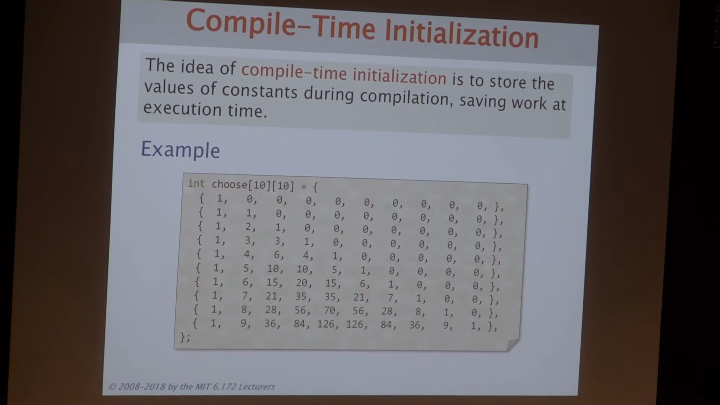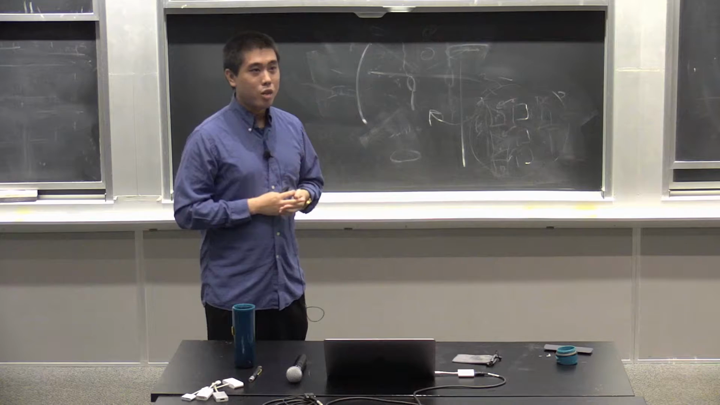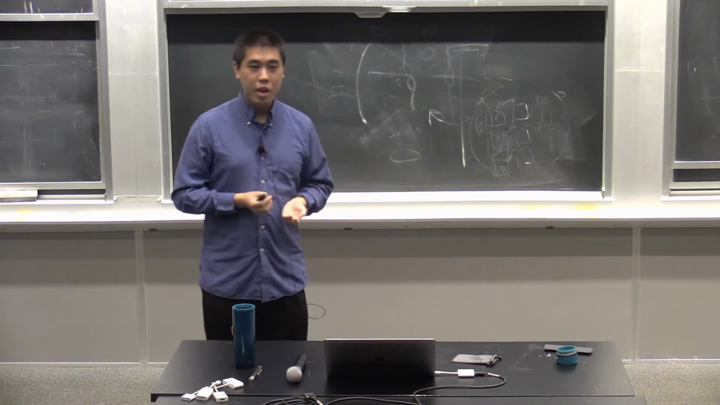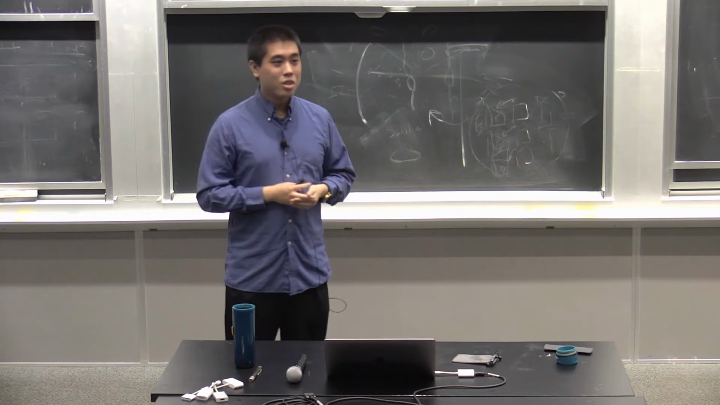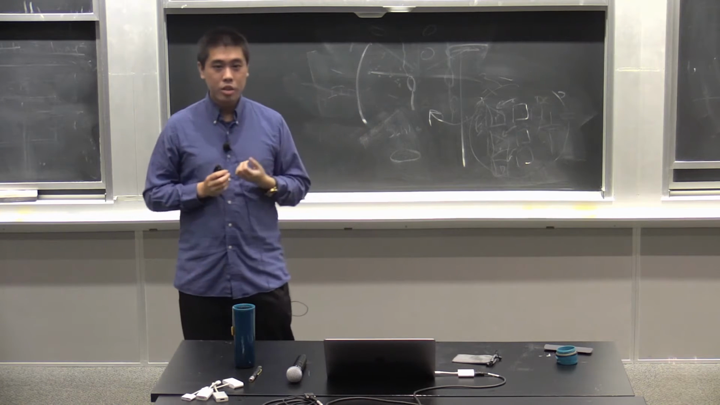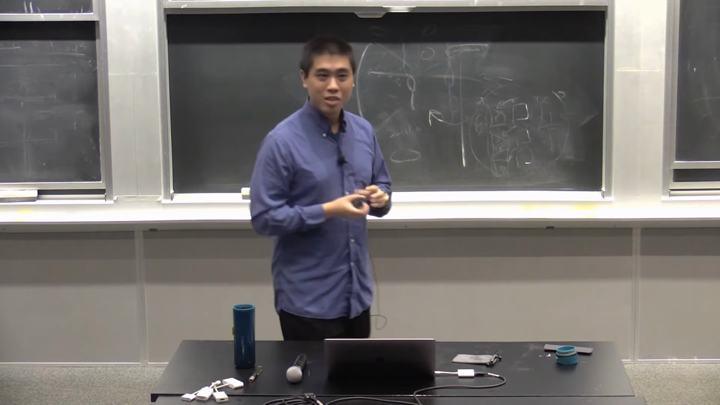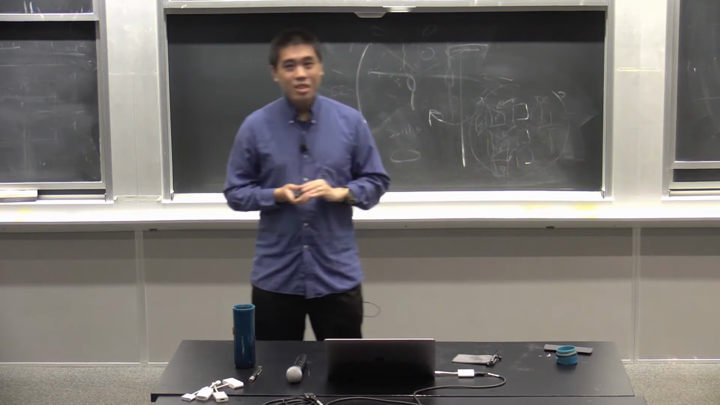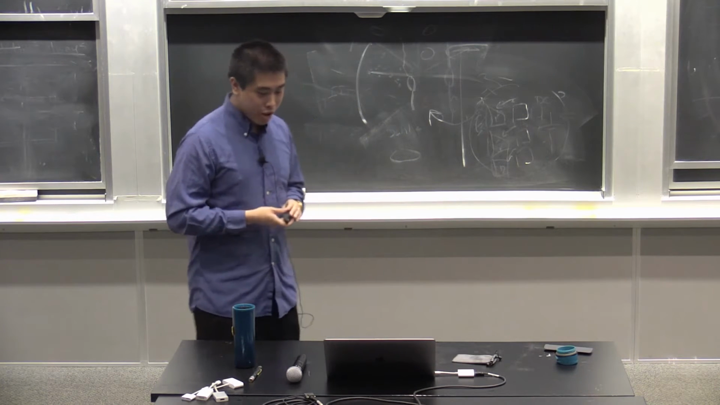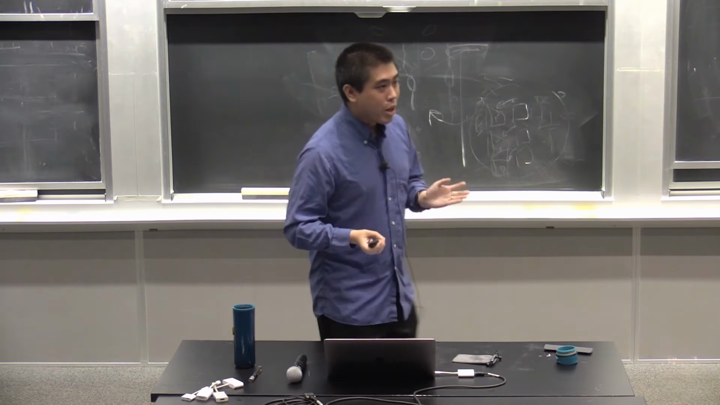But this table was just a 10 by 10 table. What if you wanted a table of 1,000 by 1,000? Does anyone actually want to type this in? A table of 1,000 by 1,000? Probably not. So is there any way to get around this?